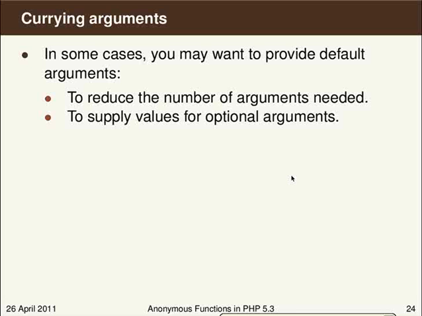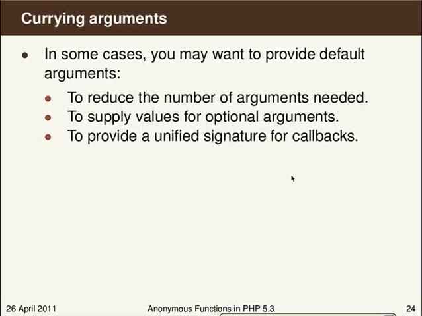So for instance, the method or function call may only have 1 or 2 required arguments, but you may actually want values for those optional ones. Or you may be simply wanting to provide a unified signature for callbacks, in which case you may put in a little bit of state by actually creating a closure that has some knowledge of an environment. So for instance, the current encoding or character set that you're utilizing, that sort of thing.